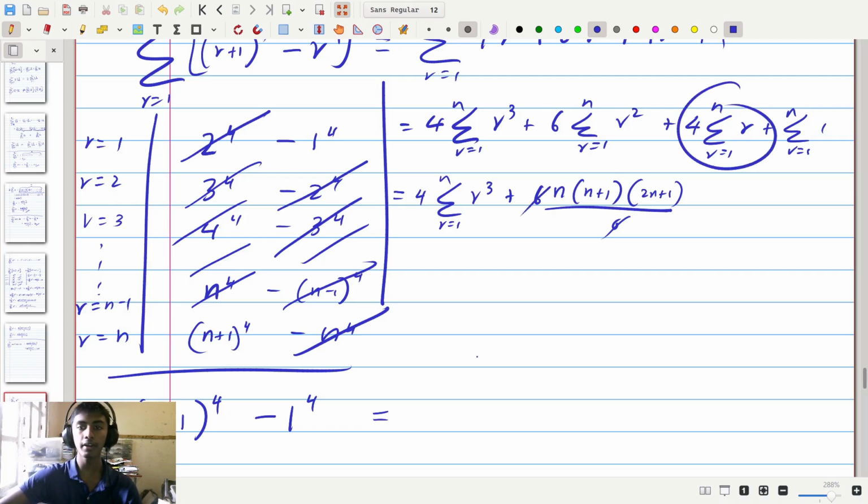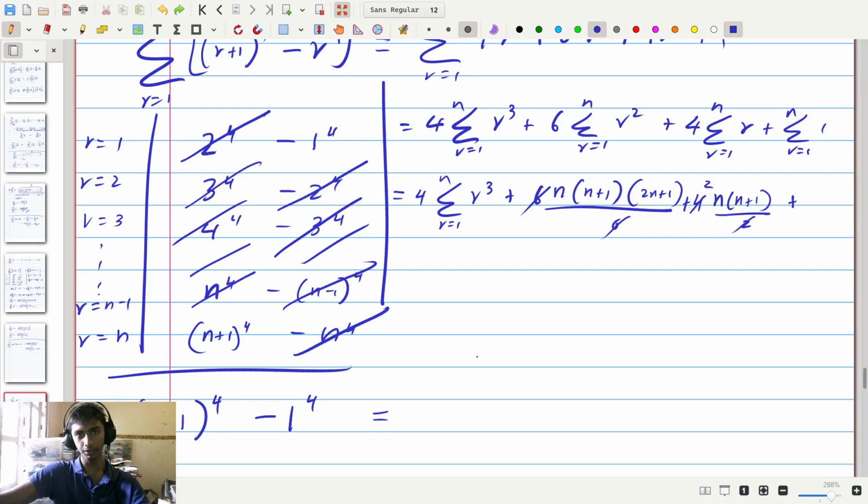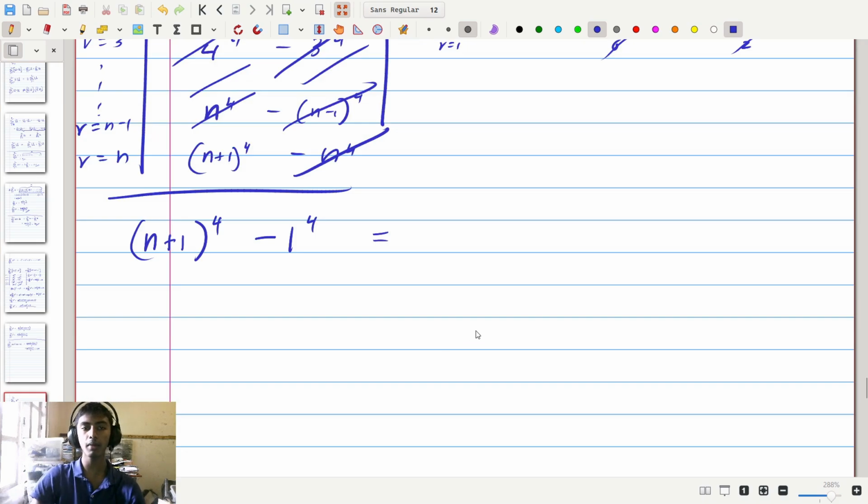As for the next one, this is 4 times this sum, which is going to be 4 times n times n plus 1 divided by 2. This divided by 2 and this 4 cancel to give us just a 2 here. As for the last bit, this is just the sum from r equals 1 up to n of 1, which is the simplest one we proved. It's just n.